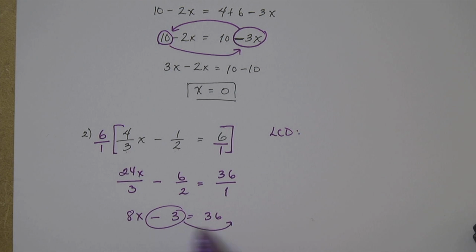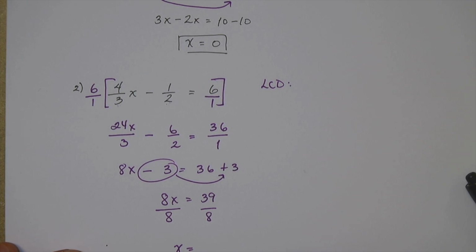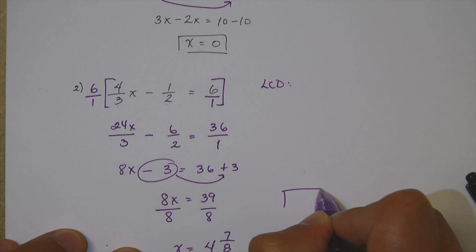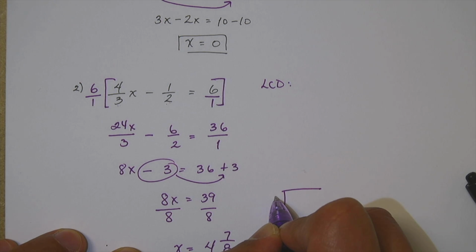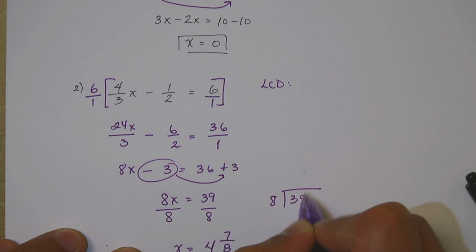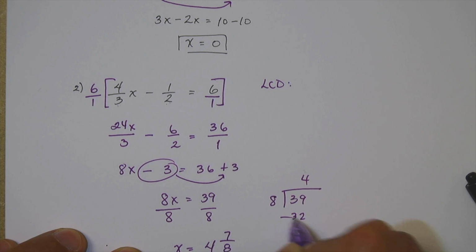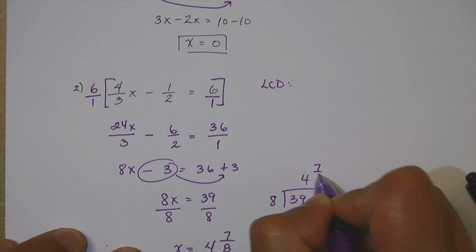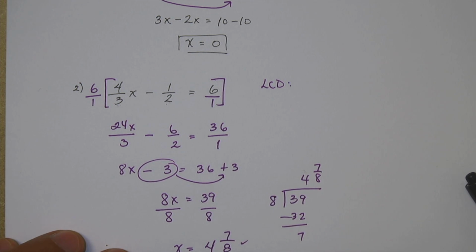Take the minus 3 over to the right, becomes a positive 3. 8x equals 39. Of course, we divide. And then you can leave it as an improper fraction, but 8 goes into 39 4 times. 32 and 7 left over, 7/8. Okay, if you don't know how I did that, just do your long division. 32, 7, 7/8.